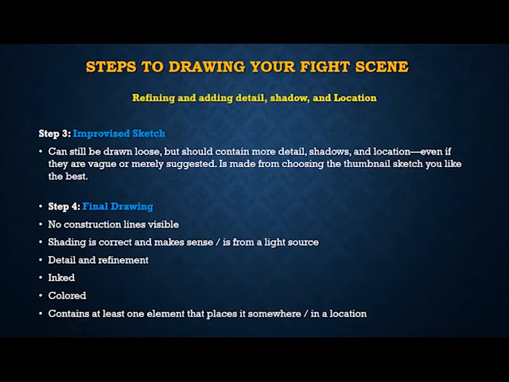It should be colored neatly, all of this neatly, and it needs to contain, and the improvised sketch can also have this very loosely, and should have this actually. It should contain at least one element that places it in a location or a scene. We don't want our fight scene taking place in space. It should have a horizon line that shows where the ground is and where the sky is. That's a minimum. Then we need to have on top of that one element.